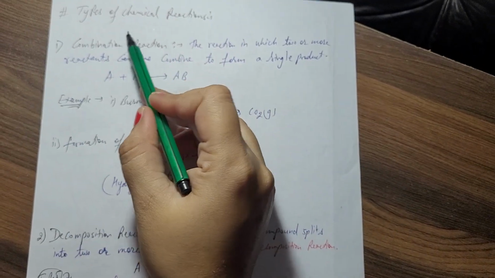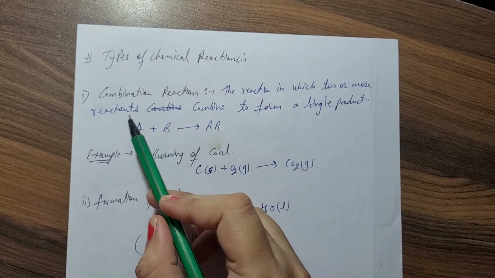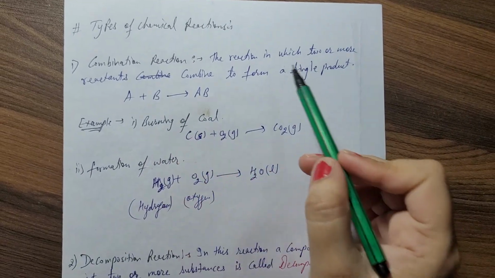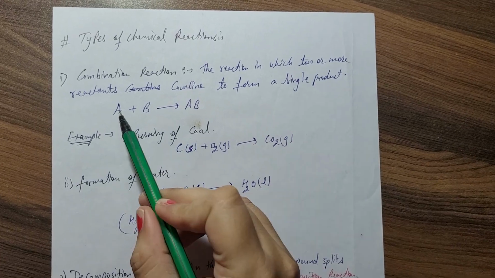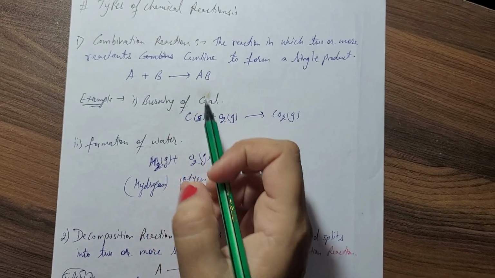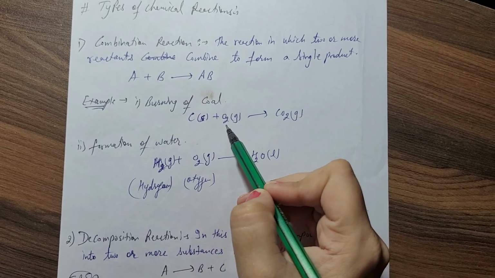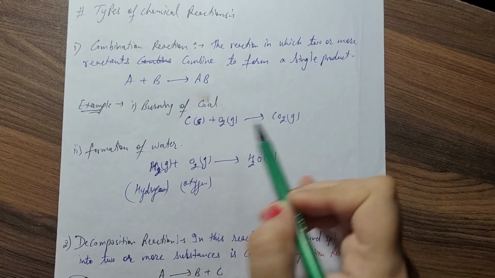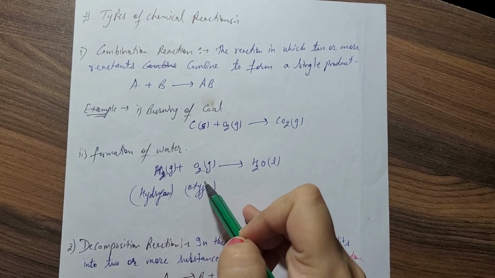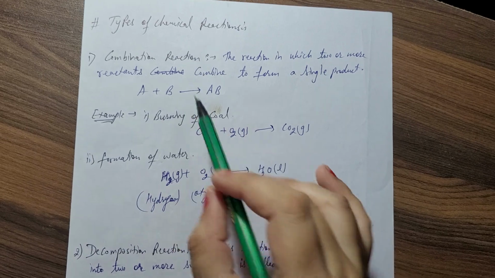Next is types of chemical reaction. The first one is the combination reaction. The reaction in which two or more reactants combine to form a single product. For example, burning of coal: carbon plus O2 gives CO2. Formation of water: H2 plus O2 gives water. These are the examples of the combination reaction.